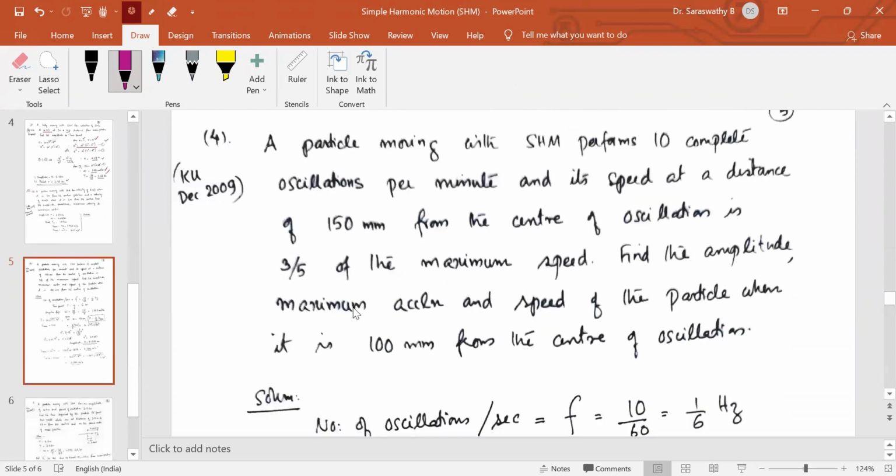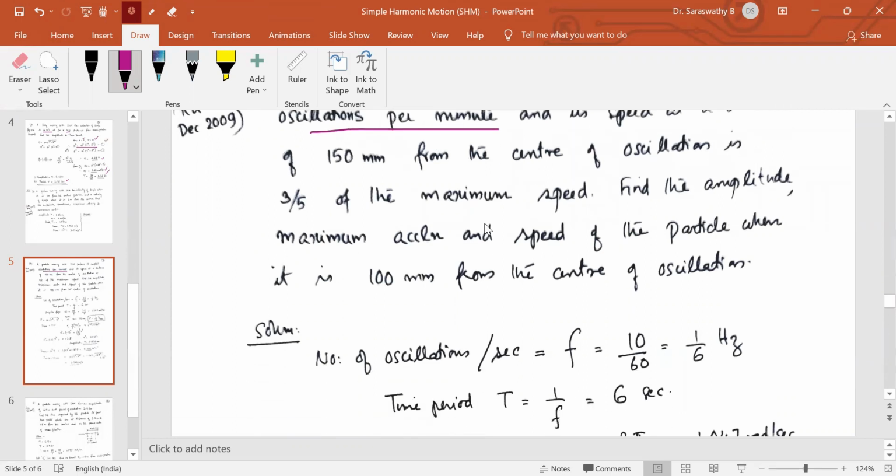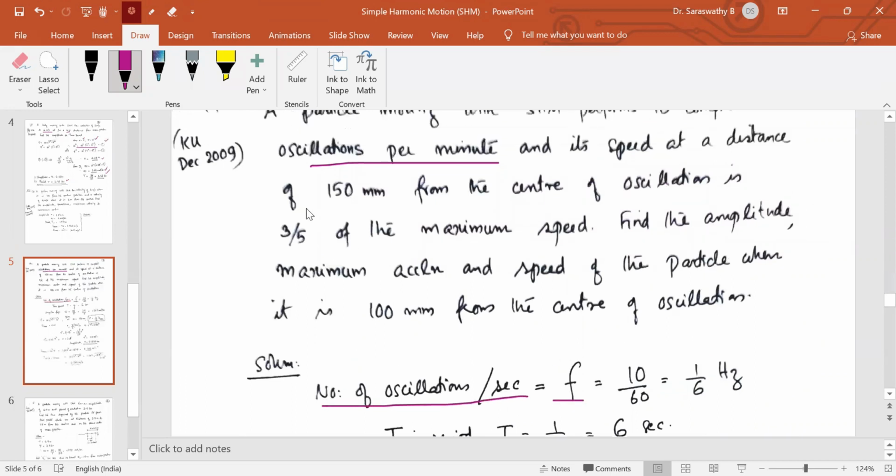To pass on to the next question. A particle moving in simple harmonic motion performs 10 complete oscillations per minute. So 10 oscillations in 1 minute. The number of oscillations in 1 second is called the frequency. So 10 per minute, that is 10 by 60, 1 by 6 hertz is the frequency.